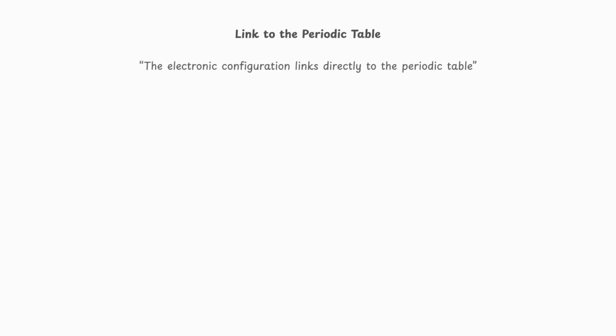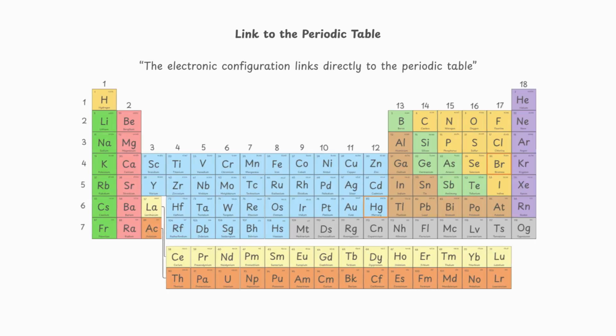The electronic configuration links directly to the periodic table. The number of numbers in the configuration tells us the period or row the element is in. The final number tells us how many outer electrons the atom has. For elements in groups 1 to 7, this matches the group number. For example, bromine has the configuration 2.8.18.7. That means it is in period 4 and group 7.